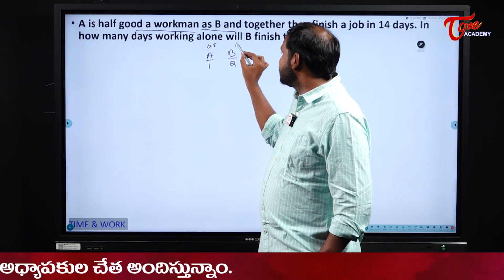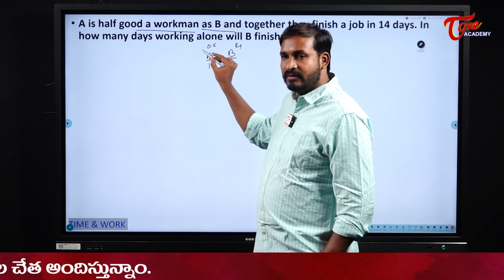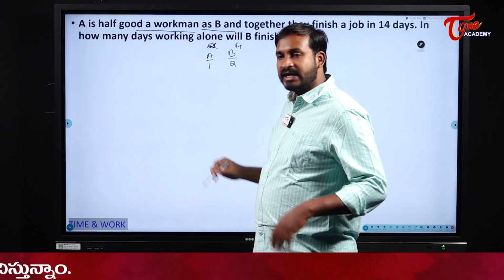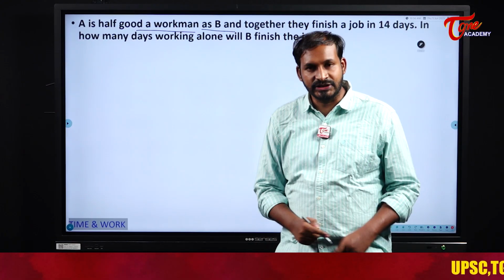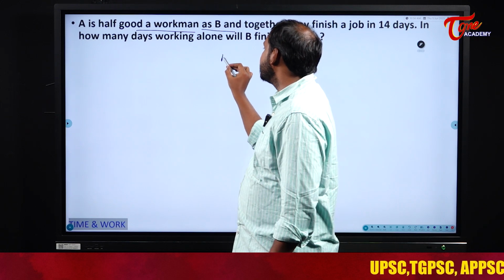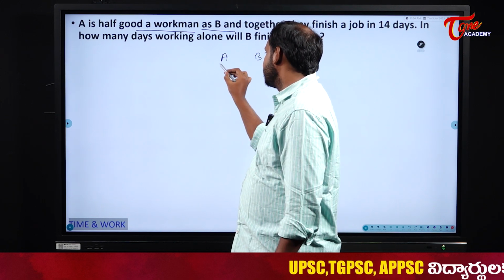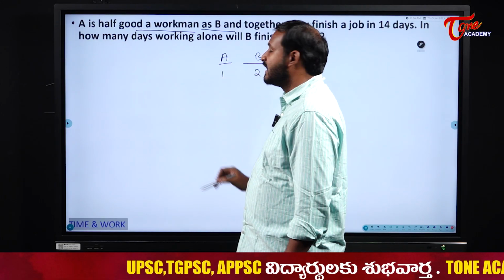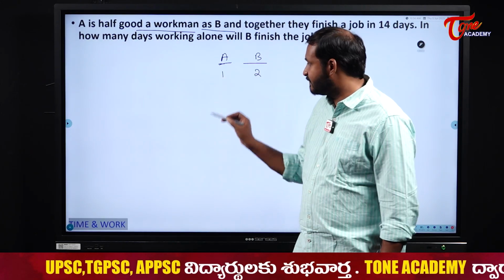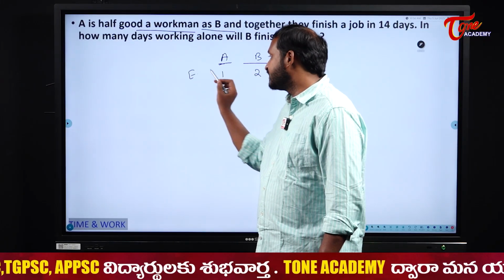If you want, you can take B's efficiency as 4. Then what will be A's efficiency? 2. You can take anything in such a manner that the ratio between A and B should be 1:2. So that is the reason A's efficiency is 1 and B's efficiency is 2. Why? Because A is half as good a workman as B. So this is what we have about their efficiencies.